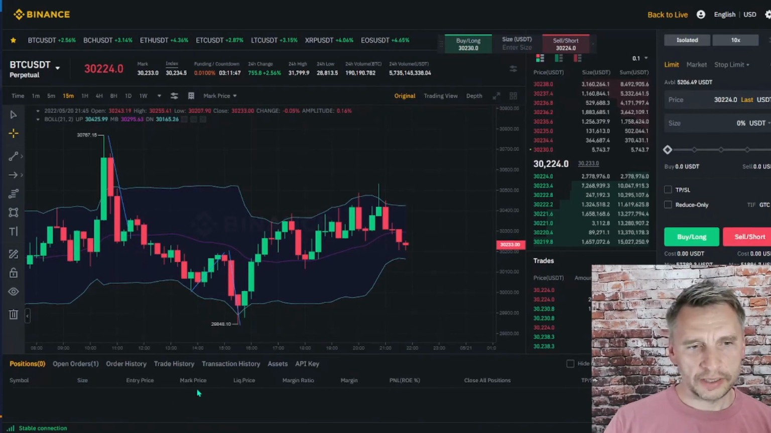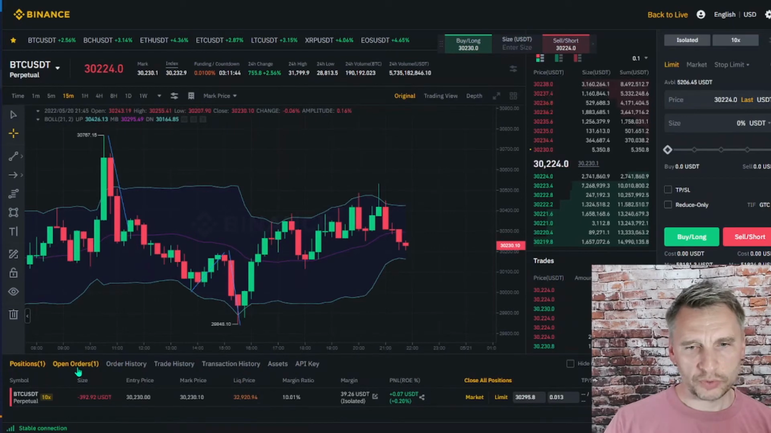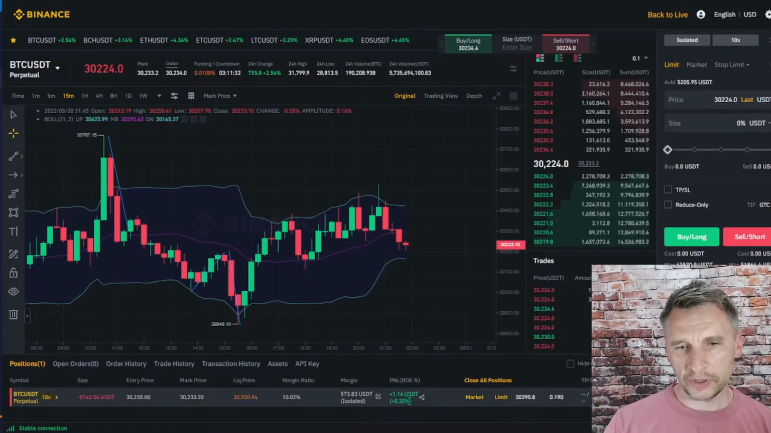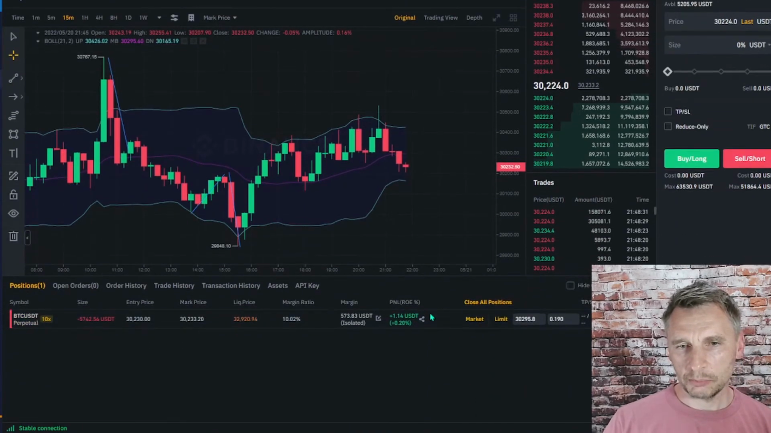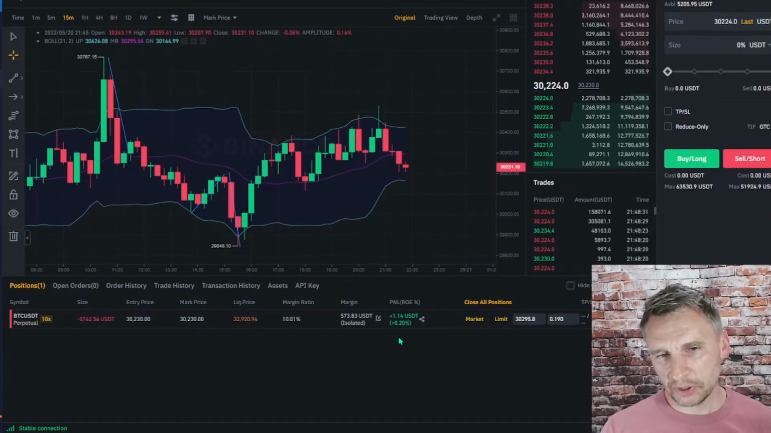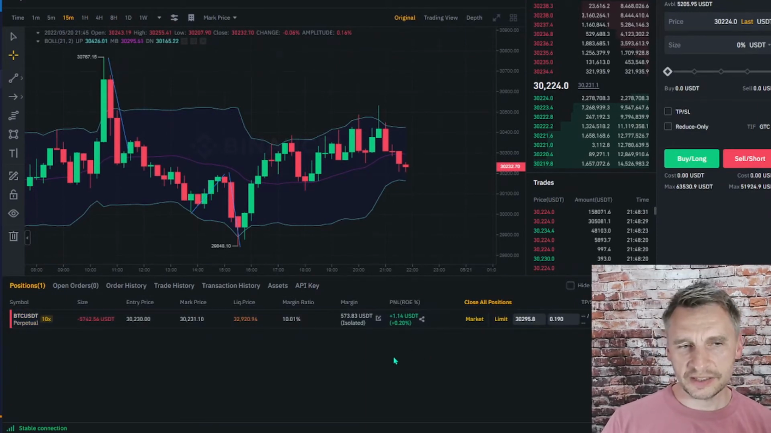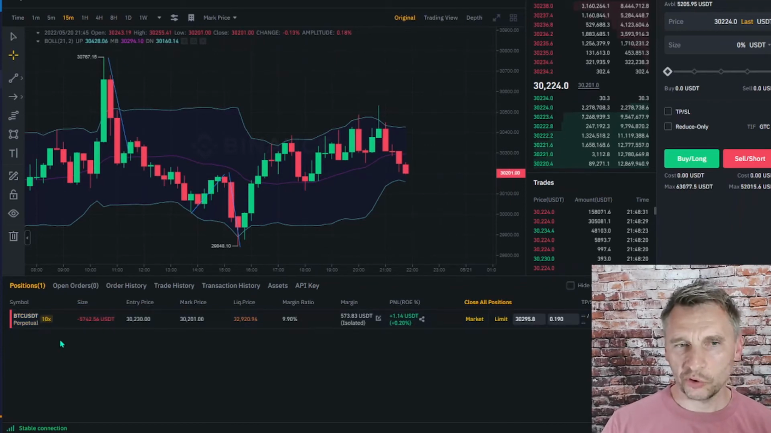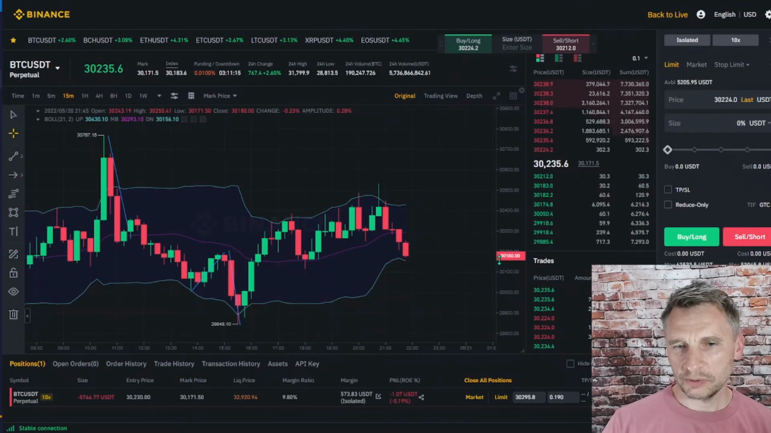There you go. And so the order has been pushed right here, and it was activated immediately because the price jumped up to 30,234, and now it's back down to 24. And so you can see the price here. Right now we are in profit, $1.14 in profit at a 10 times leverage on Bitcoin USDT perpetual contract, and the price right now is bouncing up and down.